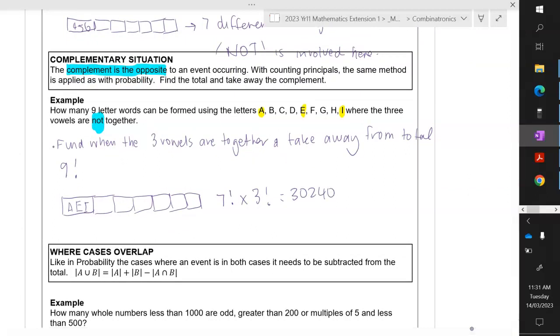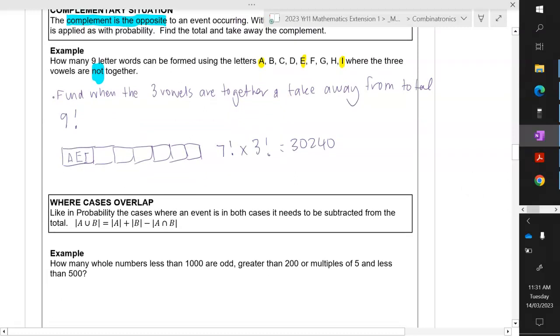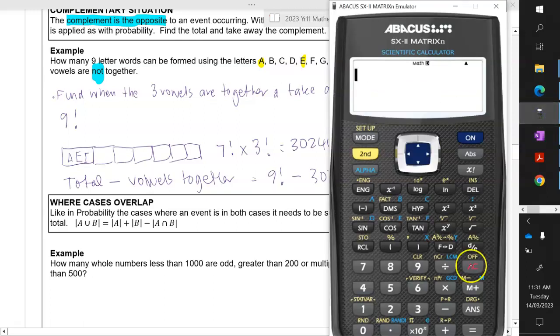That's the number of arrangements we would have if the vowels stayed together. But the question says, how many 9-letter words can be formed where the vowels are not together? So that would be our total minus the number of ways when the vowels are together. Which would be our 9 factorial minus our 30240, which is a fairly large number.